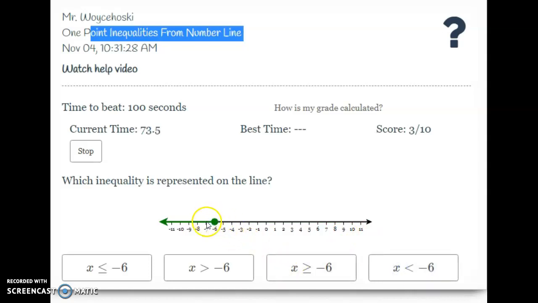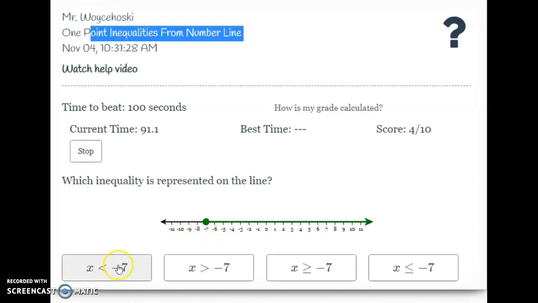Now notice it changed here. This is a closed circle. So it's still going to be less than because it's the numbers to the left. It's all the numbers smaller. But it also can be -6. So because it's closed, we're going to have the equal sign at -6.